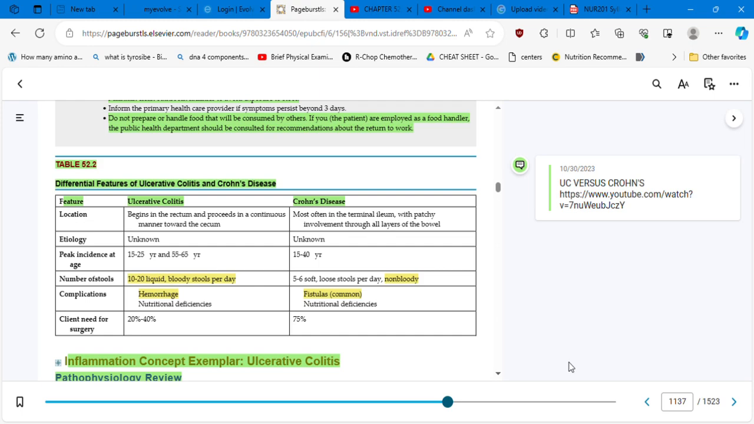Hello, dear students. Let's continue with chapter 52. Right now, we are going to study ulcerative colitis and Crohn's disease. Look at this table.